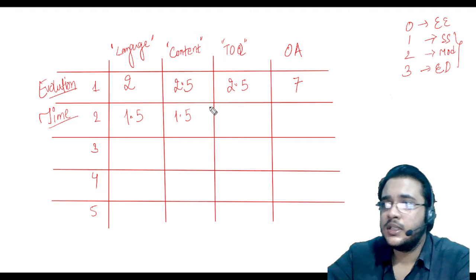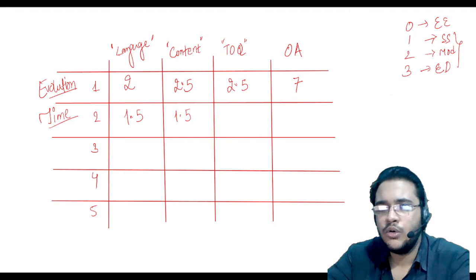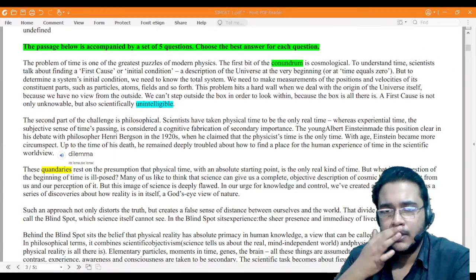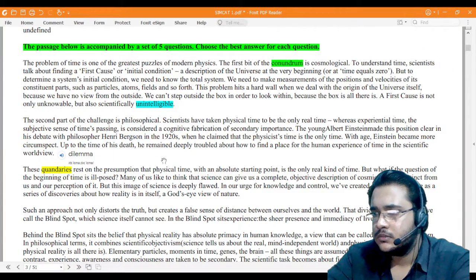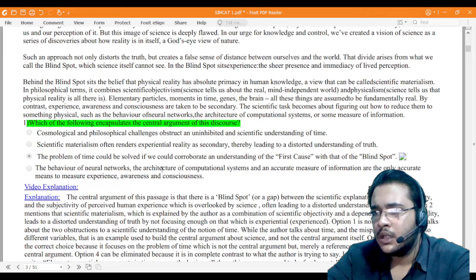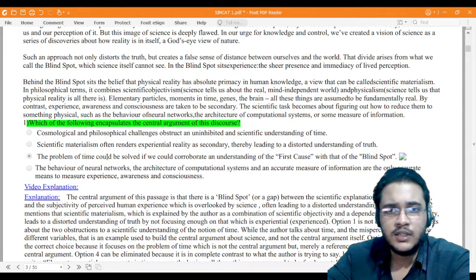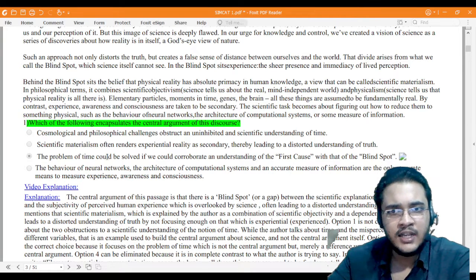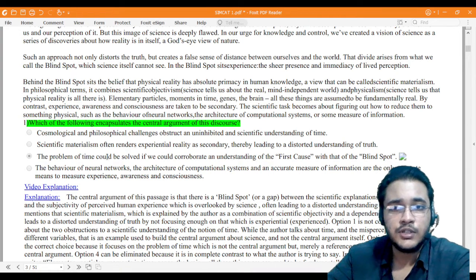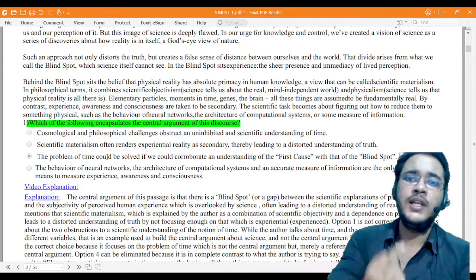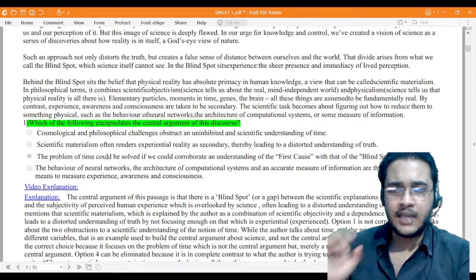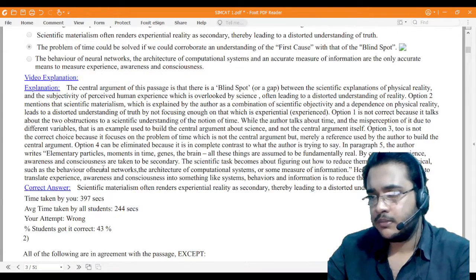Now the most important thing, the type of questions. Let's go to the type of questions now. Which of the following encapsulates the central argument of the discourse? Central argument, infer type question. This is not a direct question. You cannot go to any passage, refer back and give the answer. So this is an infer type question.